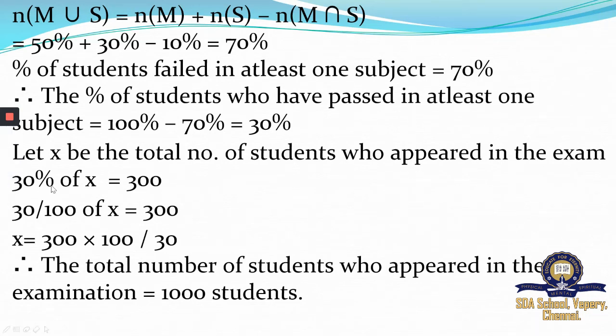Am I right? Okay. Now let us write. How do we write 30%? As 30 by 100. Correct. Of X is equal to 300. Okay. So let us keep X alone over here. Let us take this 100 and 30 over there. So what will happen? It will reciprocate. 30 will go up, 100 will go up and 30 will come down. So after solving, what do I get? 300 into 100 divided by 30. What do we get? We get 1000. Hence, the total number of students who appeared in the exam are 1000 students.